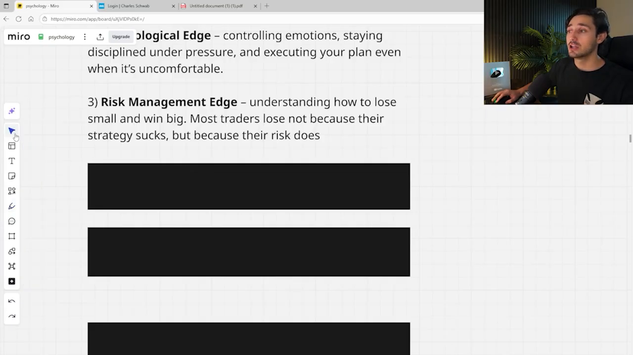And a lot of the times, you could have an excellent strategy. You could be an excellent trader, but if your risk management sucks, you're never going to become profitable, right? Your first priority as a trader is to actually preserve the capital in your account.